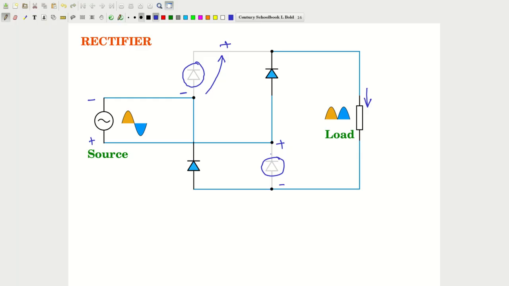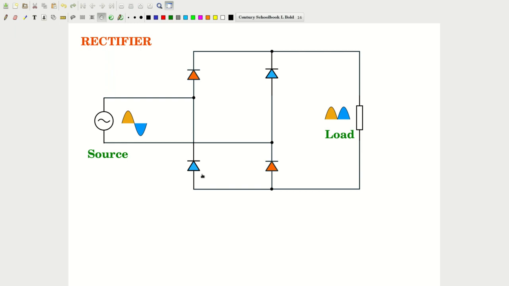By a similar argument, it can be seen that the other two diodes, that is this diode and this diode, will be turned off when the voltage polarity is positive, when this is positive with respect to this. So these other two diodes will be conducting and will make these two diodes go off. So the total schematic of the rectifier is like this as shown.